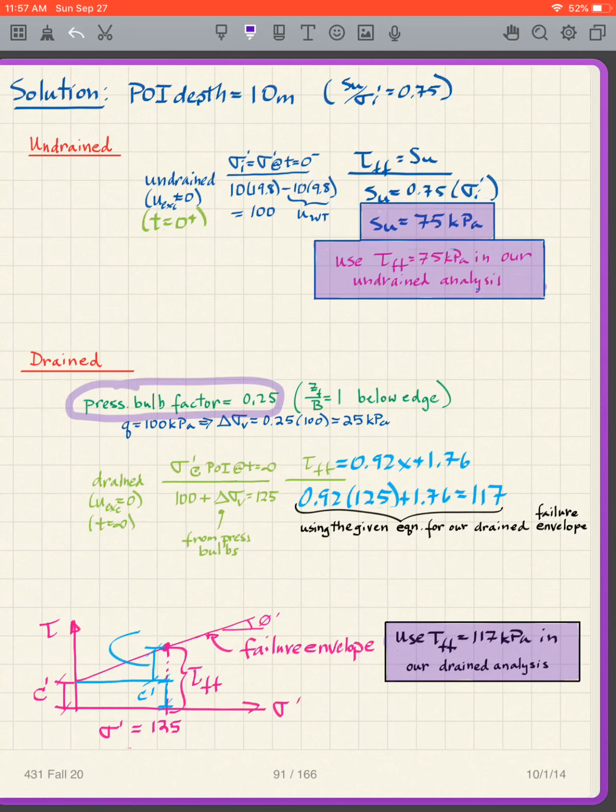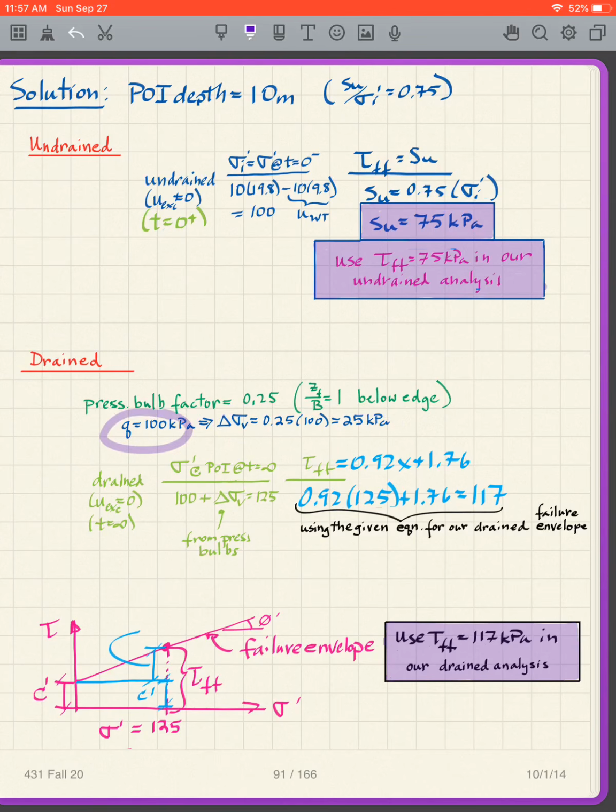I'm not going to go through this in detail. For the point that we're interested in, we have Z over B equals 1, and it's below the edge. So that's what we're looking at. And if we go into our pressure bulbs, we get 0.25 as our pressure bulb factor. And so our Q is 100 kilopascals, and that means that at the point that we're interested in, our stress increase is 25 kilopascals because it's deep in the ground.